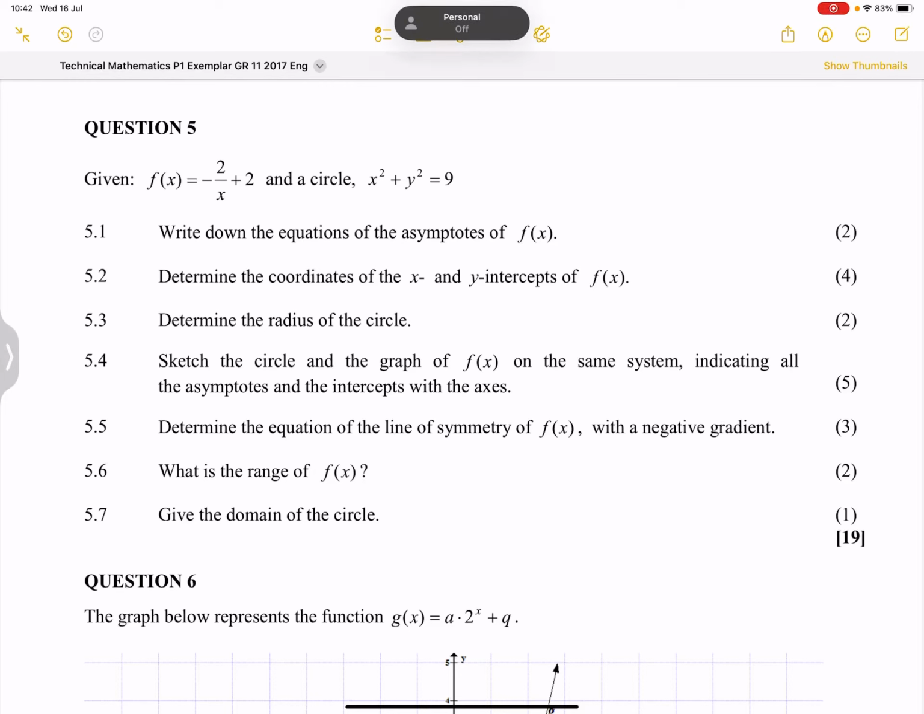All right, so today we are looking at question 5 from that Technical Maths Paper 1, exemplar from 2017, right?